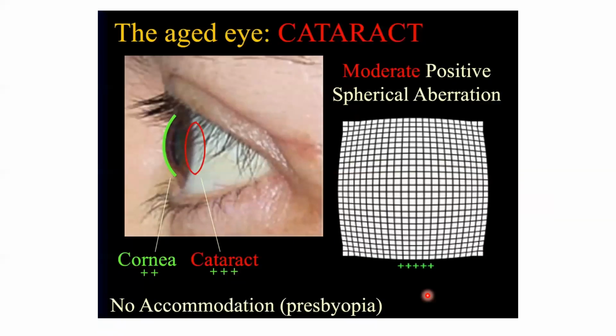In a cataractous eye, the cornea still has a positive spherical aberration. The cataractous lens has a very high positive spherical aberration, and this is what the patient is going to see. Also, the patient has no accommodation, and at this stage, the spherical aberration is in the toxic zone, so it becomes a problem for cataractous patients.